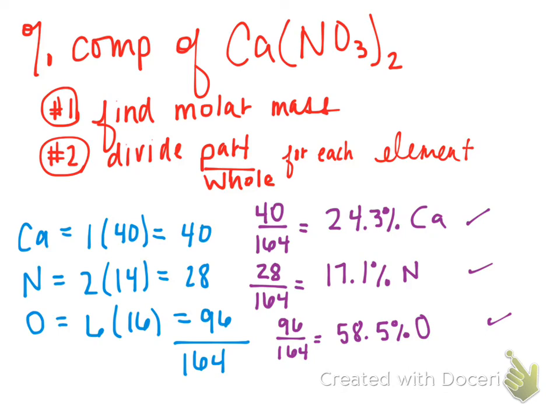If I were to ask what's the percent of calcium in calcium nitrate, you would only have to do this part. That would be the answer right there. But if I ask for percent composition, that means I need each element. If I ask for what's the percent nitrogen in calcium nitrate, you still find the molar mass, but you would just do this nitrogen part. So you just need to make sure you read the question. If I ask for percent composition, I want the whole thing. If I just ask for one element, then you have to do one element. Any questions with percent composition?